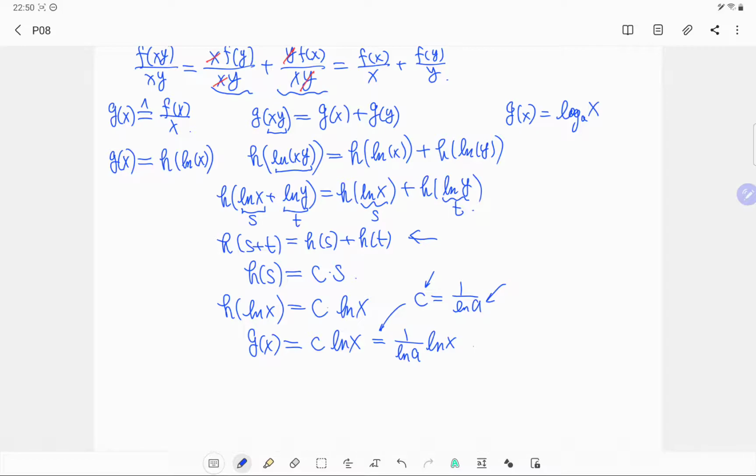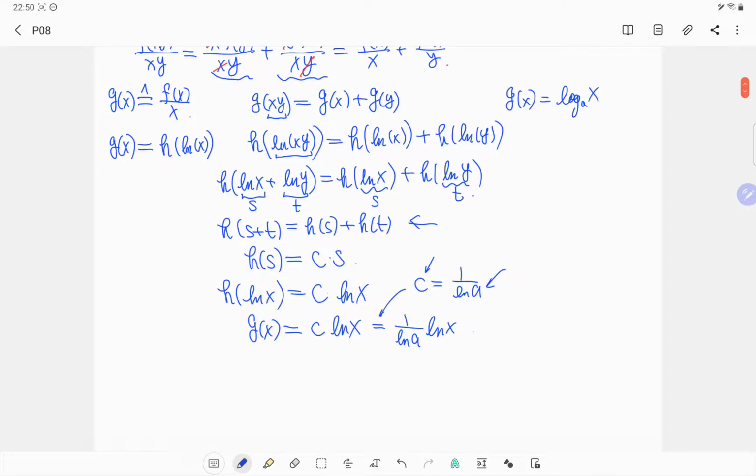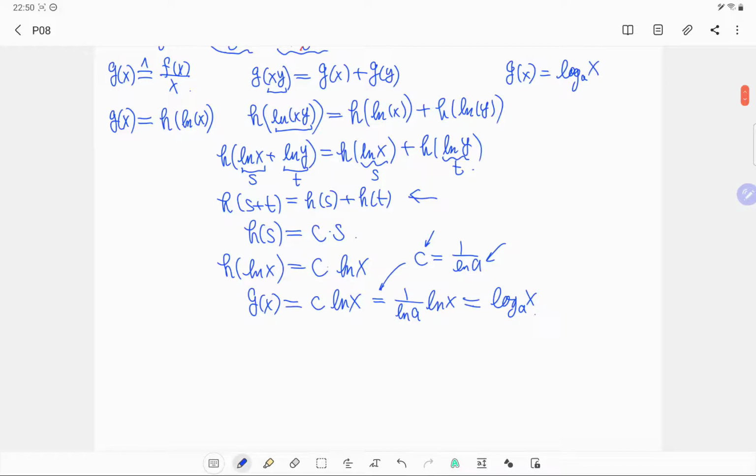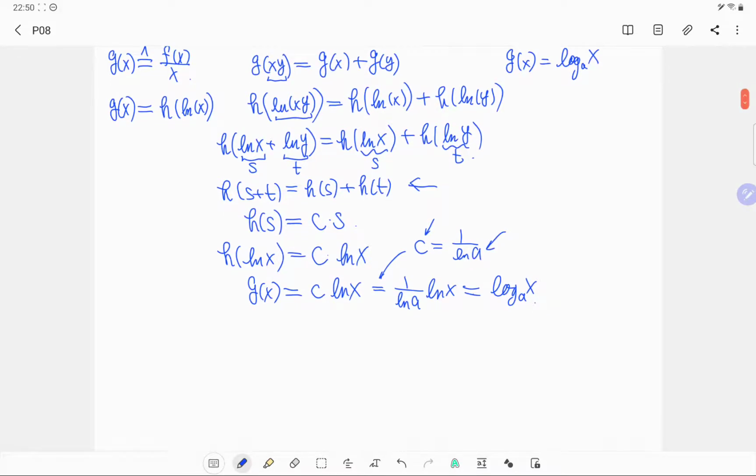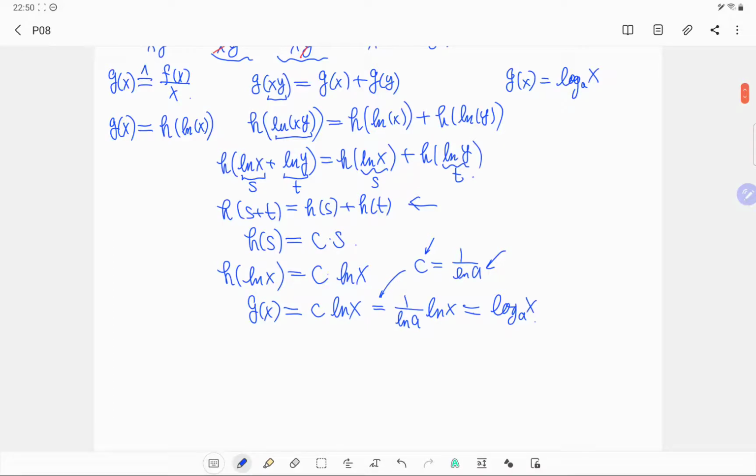Actually, a is larger than 0. So in this case, we can rewrite it as log of x with base a. Actually, it is quite equivalent, so it doesn't really matter. So in this case, going back to here, we can have f of x equals x times log of x with base a.